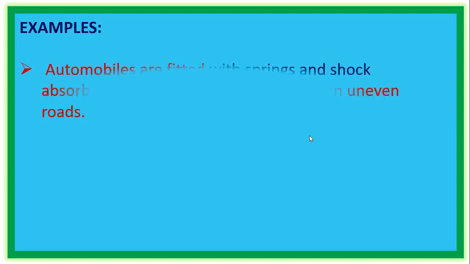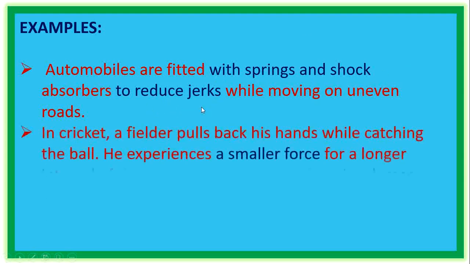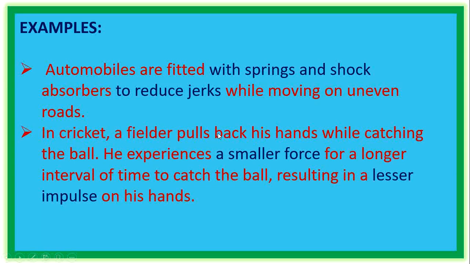Now, examples for change in momentum. Automobiles are fitted with springs and shock absorbers to reduce jerks while moving on uneven roads. So, while moving on uneven roads, automobiles have to be fitted with springs and shock absorbers. What is the reason? To reduce the jerks.